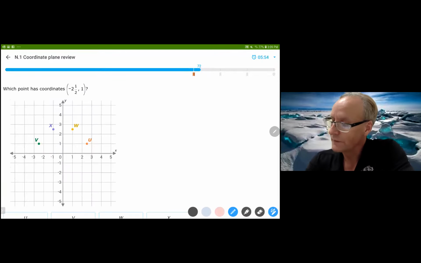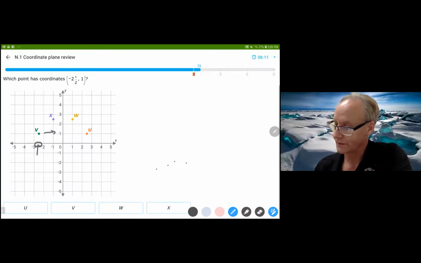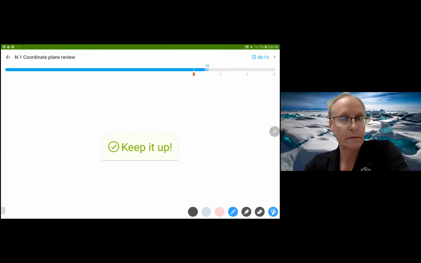Now this time we want which point has coordinates -2.5. There's -2.5 for the X value. It's located right there. Looks like we're looking at V, but let's make sure. 1 for the Y value, and sure enough, that's point V. I'm using 2 fingers to slide this up, by the way.